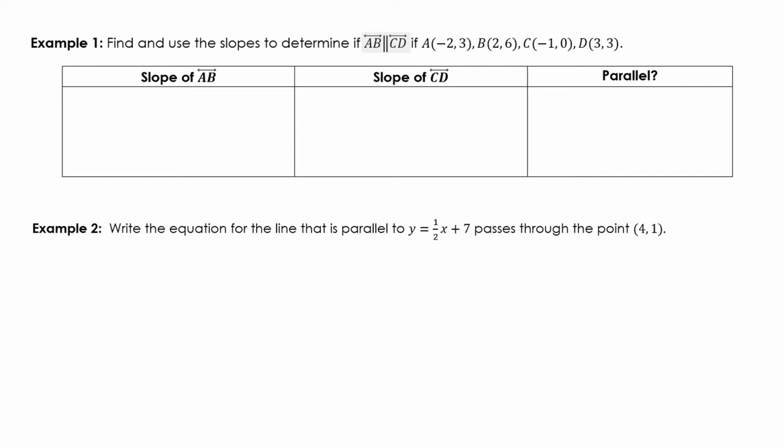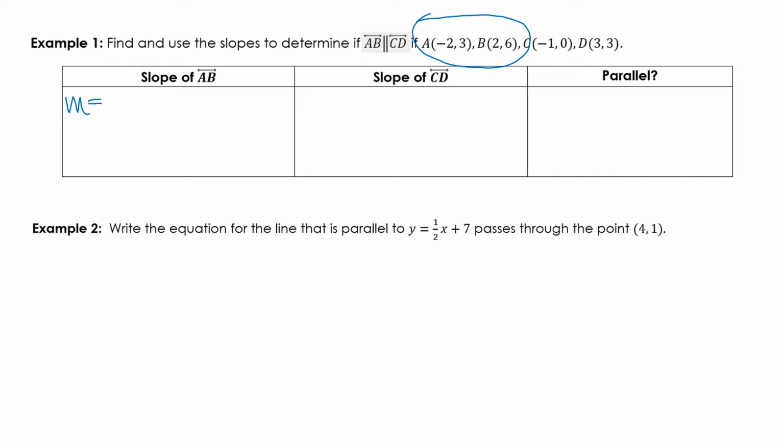So for AB, we are going to use -2, 3, and 2, 6. Remember that slope is change in y over change in x, or y2 minus y1 over x2 minus x1. And again, it doesn't matter which point you call the first point or the second point. What matters is maintaining consistency.